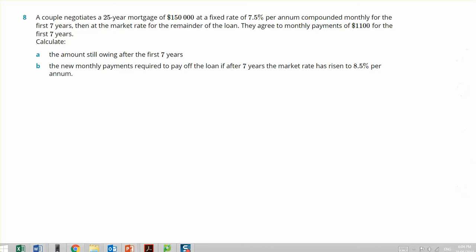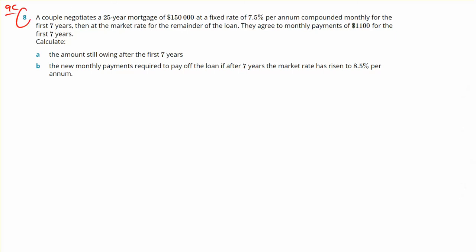For further maths, we're going to exercise 9C, question number 8. So this is to do with the financial solver exercise. This is one of the more complicated financial solver problems, in which we have a multi-step process. So we're going to use a financial solver more than once, essentially. That is what I'm saying.